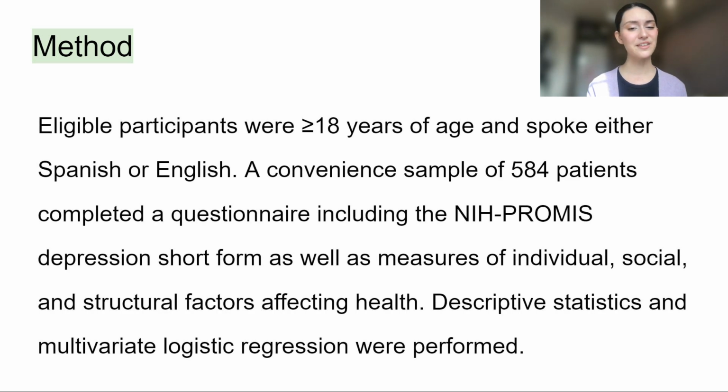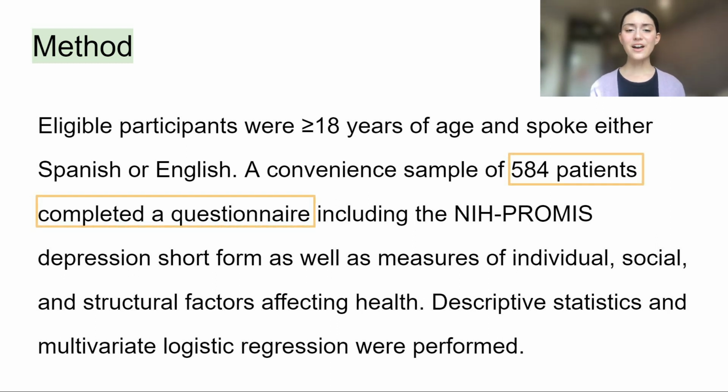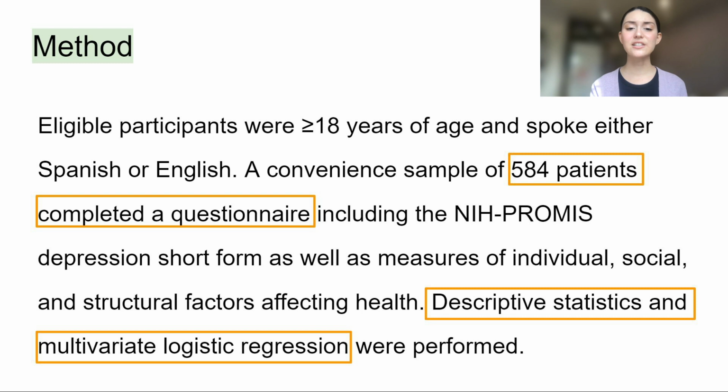This is a brief explanation of what was done. You should include short descriptions of the subjects and variables, as well as the techniques that you used. Below is an example of a method section. In this example, 584 patients completed a questionnaire is an important key phrase to include because it describes the number of subjects included in the study and the type of study that was conducted, which was a questionnaire. Descriptive statistics and multivariate logistic regression is another key phrase as it gives a brief summary of the specific statistical methods used during the study.